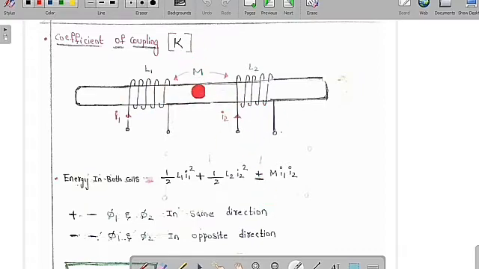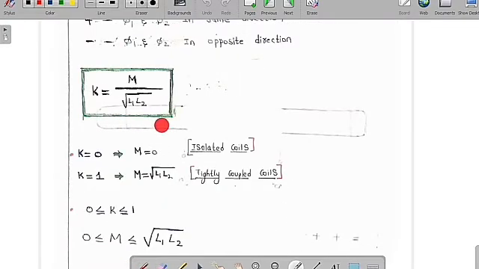The coefficient of coupling is equal to the ratio of mutual inductance to the square root of the product of the two self-inductances, which is K is equal to M by under root of L1 into L2. When K is equal to 0, we say M is equal to 0. Therefore these are isolated coils, meaning there is no common area, the two are in no way related. So when K is equal to 0, M is equal to 0.